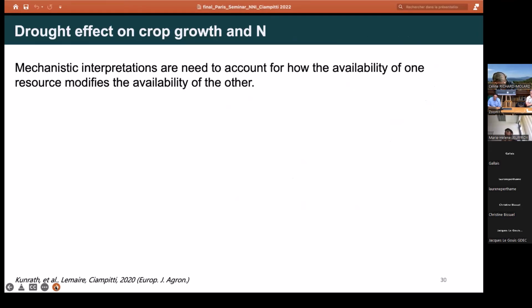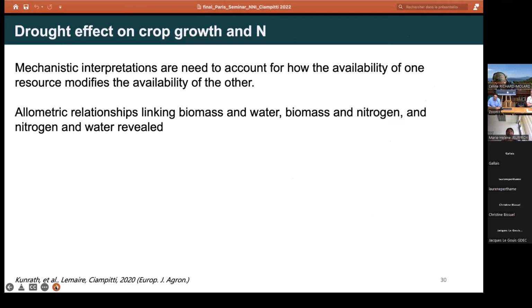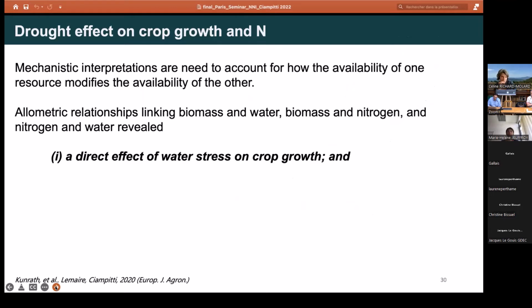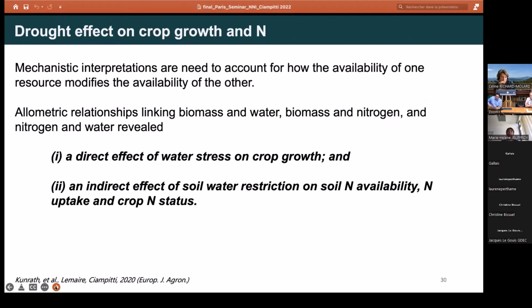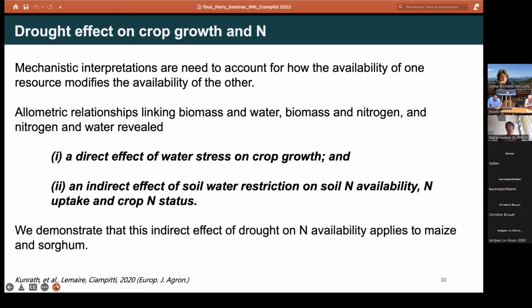So the summary of drought is basically that it's a very complex process. Everything is really highly connected to this allometry between biomass and water, biomass and nitrogen to water. We have a direct effect of water on growth, and an indirect effect of this water restriction on soil nitrogen availability and the lack of uptake. And in many situations, we demonstrate that this indirect effect of drought on nitrogen availability applies to both maize and sorghum, but we tend to see in many situations, as expected, that for maize it is much more relevant because of the susceptibility of maize to nitrogen deficiency.